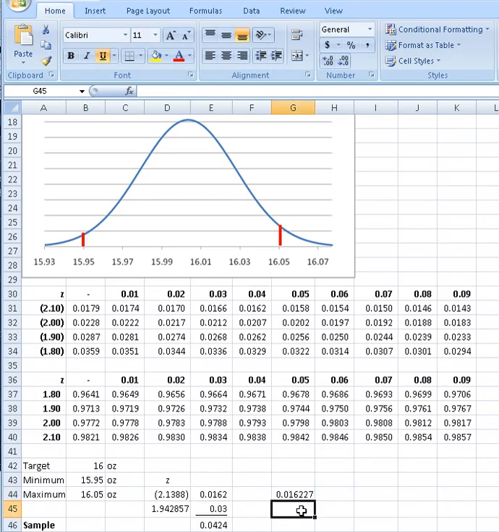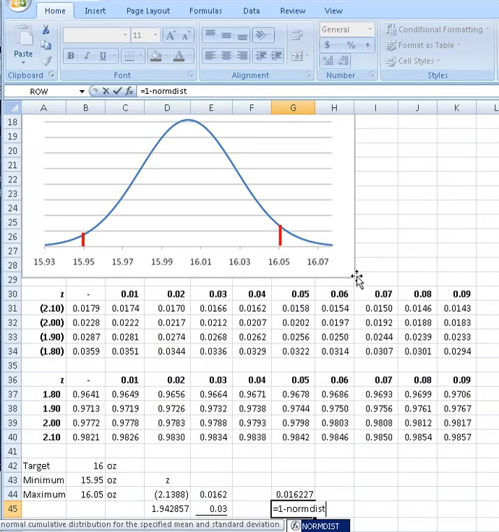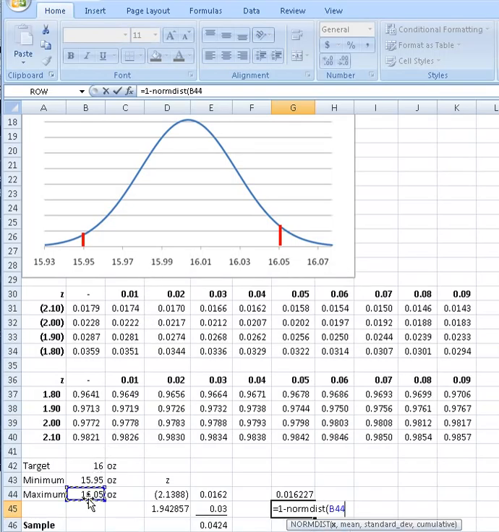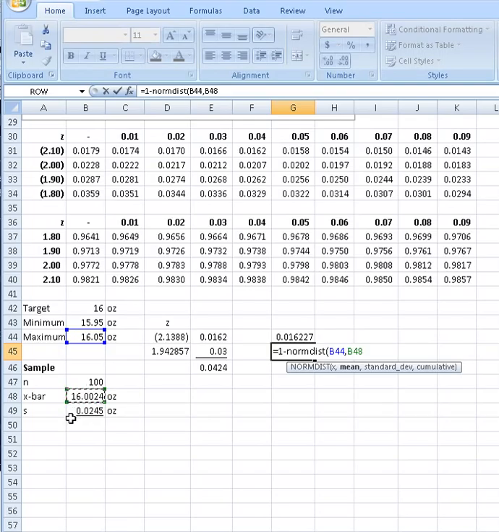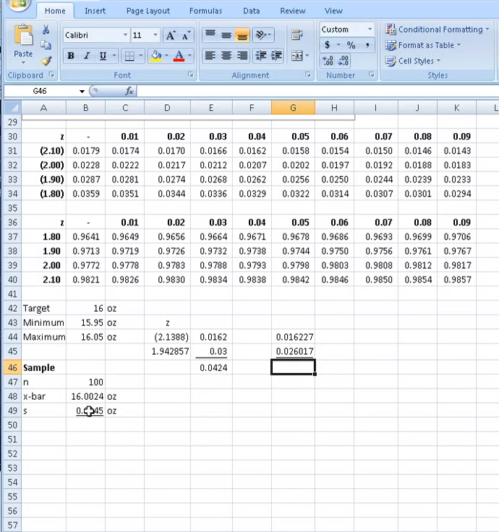And the other value then is equal to, now remember I have to subtract this from 1 because just like the table, Excel is going to give me the area to the left of the point and I want the area to the right. So it's 1 minus NORM.DIST of x, which is 16.05 now. The mean, the standard deviation, and cumulative, please. And that gives us 0.026.